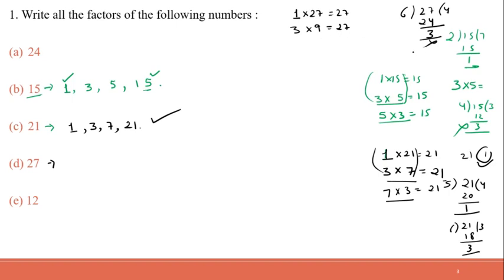Then 7. 7 will also leave a remainder. Okay, 7 will leave a remainder of 6. Then 8 will also leave a remainder of 3. Then 9. 9 into 3 is 27 again. So we reach the same numbers. That means these four are the factors. So 1, 3, 9, and the number itself, that is 27.